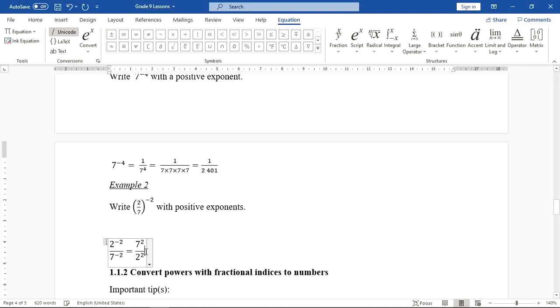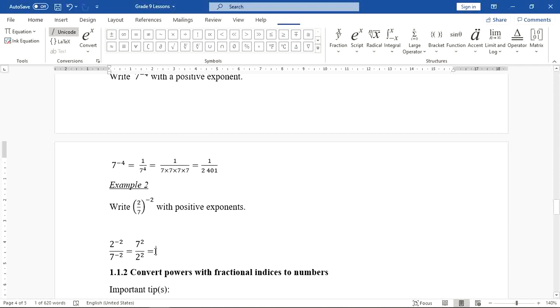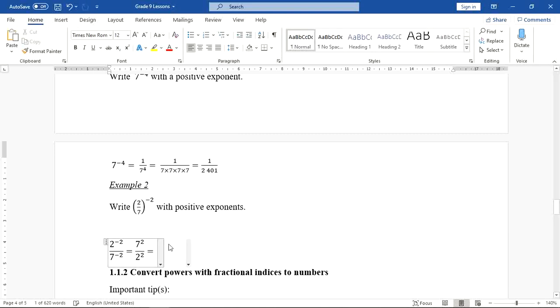Then if I wish, I can continue and say I have this. So it's like these numbers were now flipped. A 2 down, a 7 up, but this time around the exponent is going to be positive. So the 2 becomes a denominator, the 7 becomes a numerator, and the exponent became positive. All right, that will be the answer.